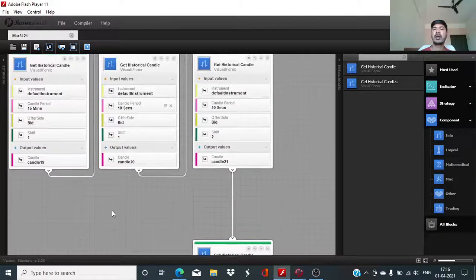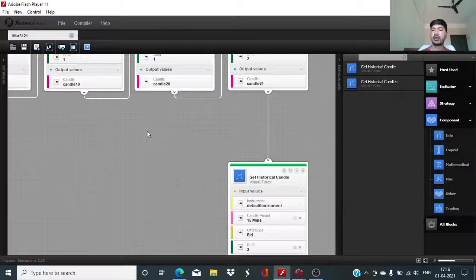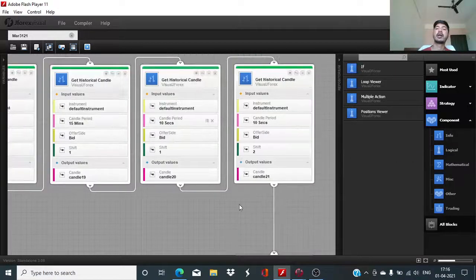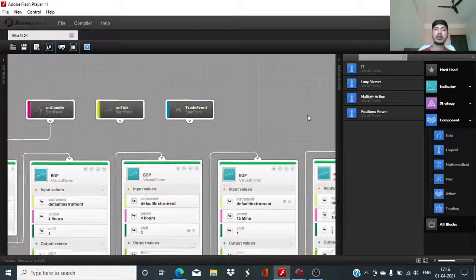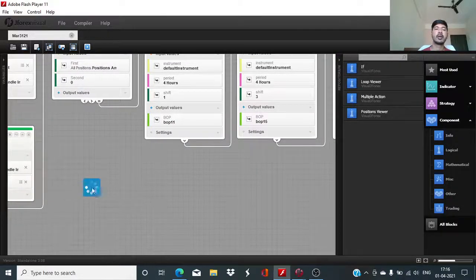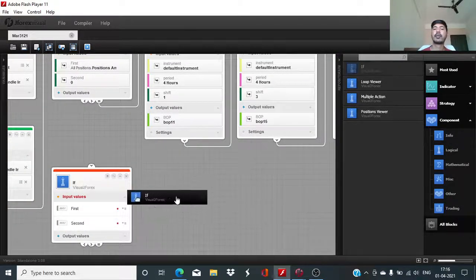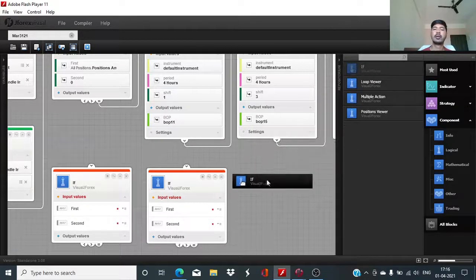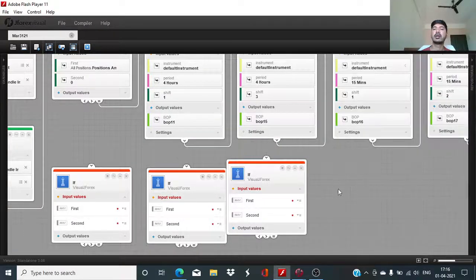Now we will start defining the conditions which need to be in place prior to the execution of the buy trade. And for that, I will take the logical blocks, and then using these if else statements, we will define the conditions.